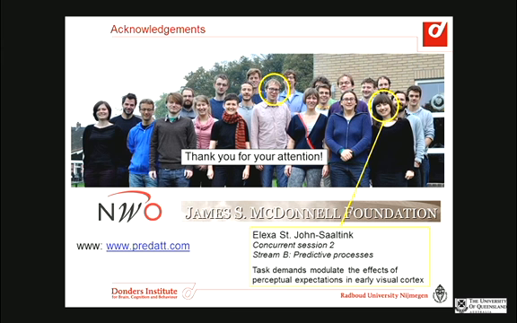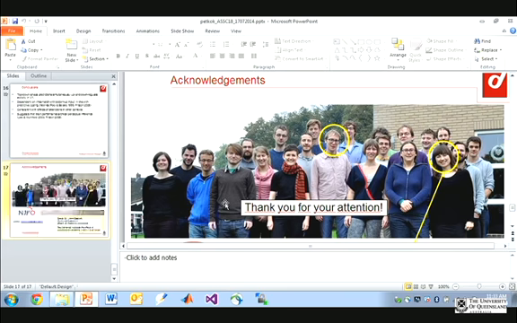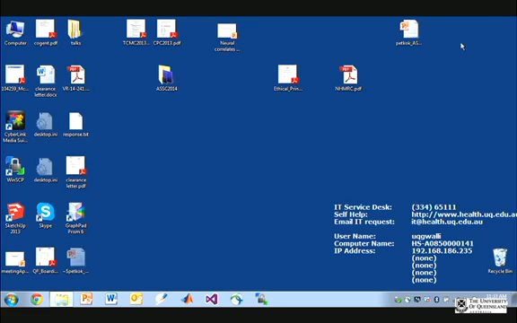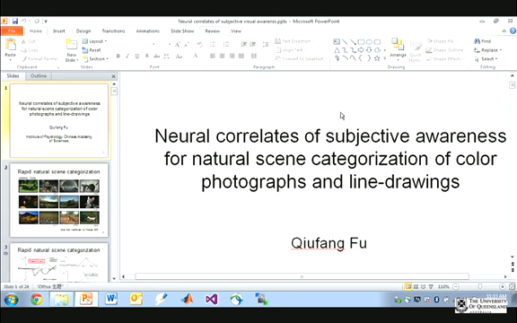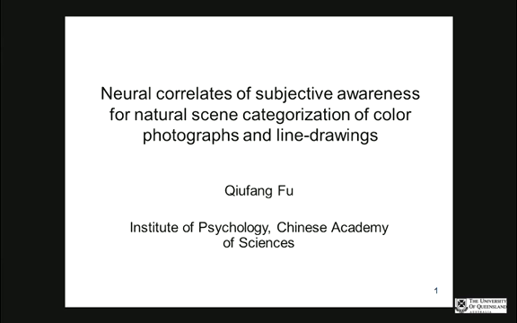So I think we'll move on now. Let's thank our speaker again. So our next speaker is Qiu Fangfu, whose name I've probably butchered terribly, from the State Key Laboratory of Brain and Cognitive Science in China. She's going to talk to us about the neural correlates of subjective awareness in natural scene categorization.